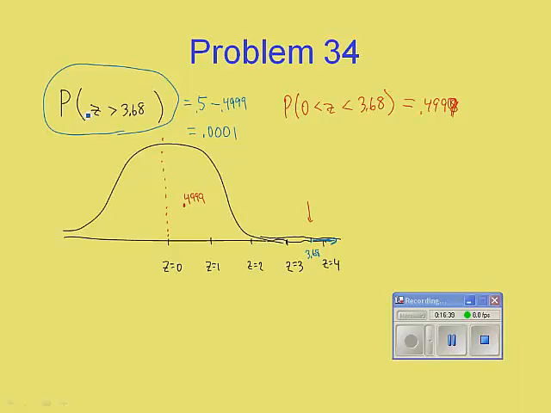So that's the probability, right? This is way less than 1% of the time that something happens like this. It's 1 chance in 1,000. No, 10,000. 1 chance in 10,000.